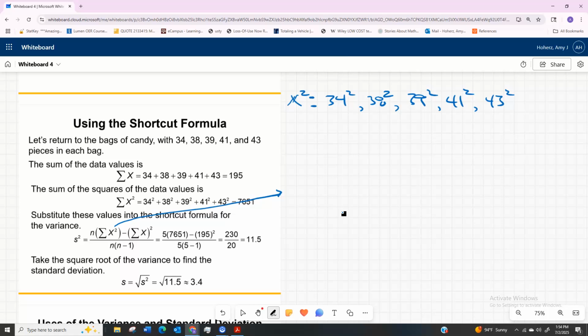But remember, what we want is the sum of the x squares. So instead of commas in between here, we're going to actually add them up. And you don't have to write down these values individually. You can just put this on your calculator and add them up. I don't need to know exactly what 34 squared is. You can just add them up and get a final answer. So we'll do that.